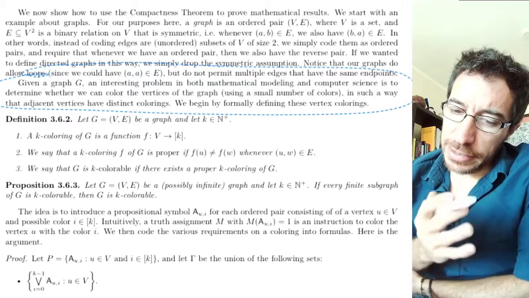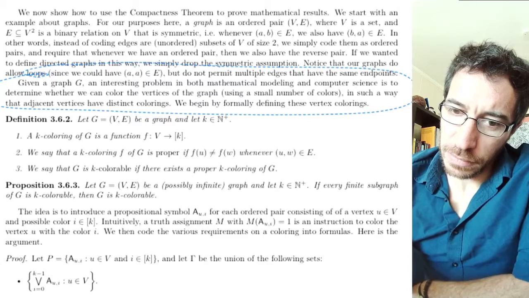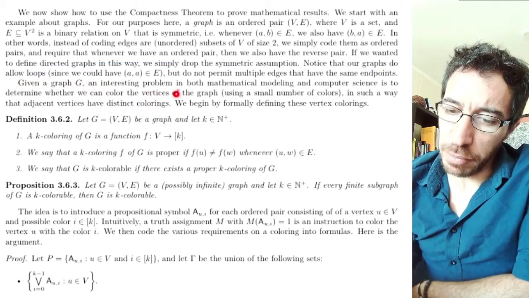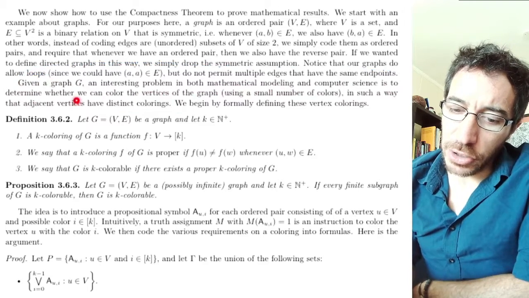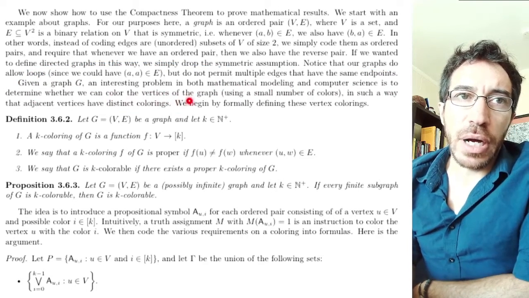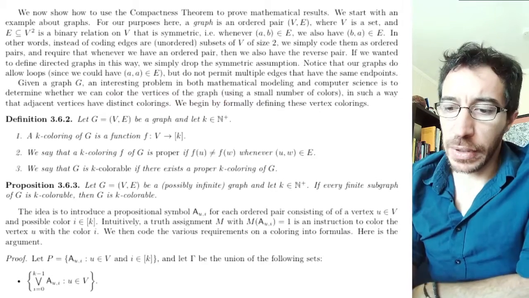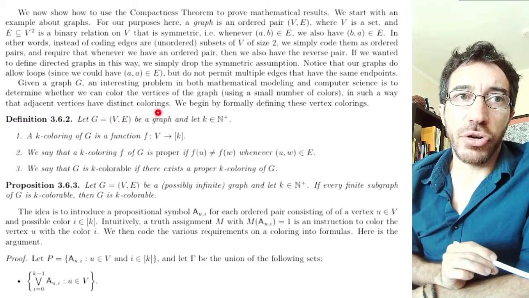And this is an interesting problem: given a graph G, it is an interesting problem in both mathematical modeling and computer science to determine whether we can color the vertices of the graph using a small number of colors, usually a fixed number of colors, in such a way that adjacent vertices have different colorings.